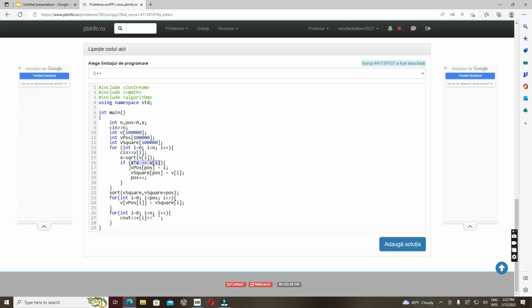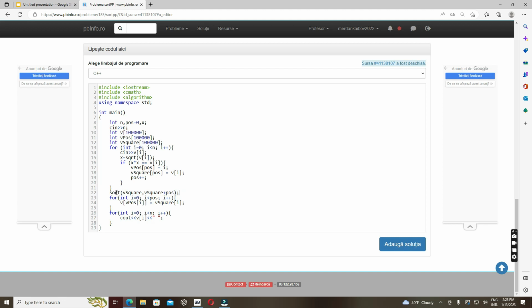If it is, I'll put into v pos at position pos the position of the number, and into v square at position pos, I will put the number itself, and I will increase pos. Then after doing it, I will sort my vector v square, and pay attention that we have only pos elements inside of vector v square, so it's our last element.